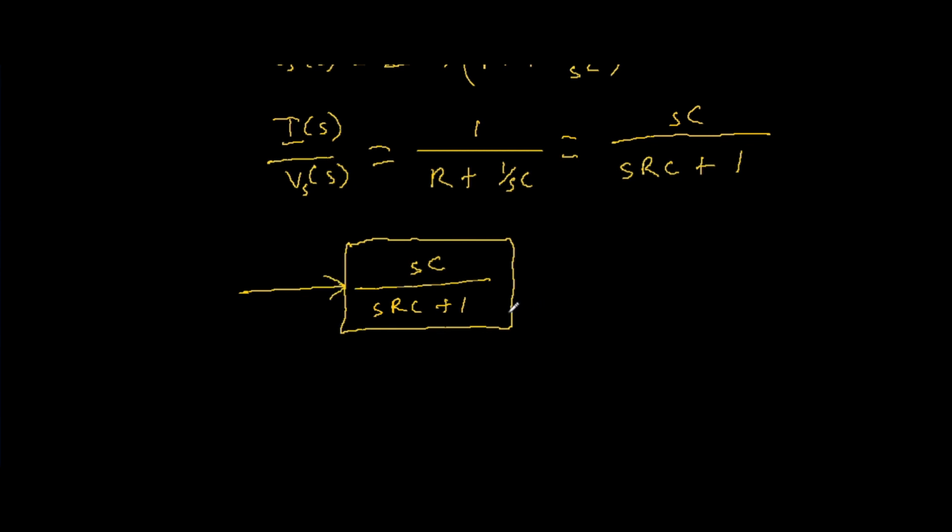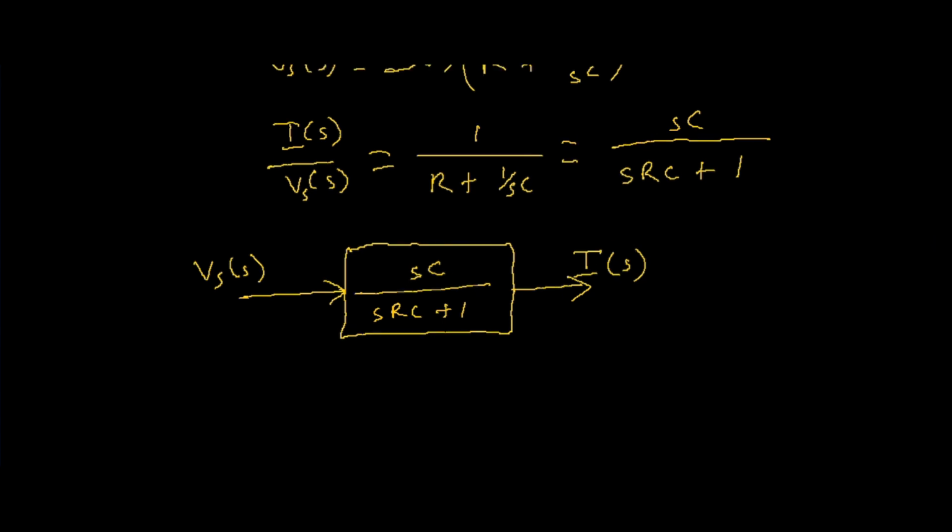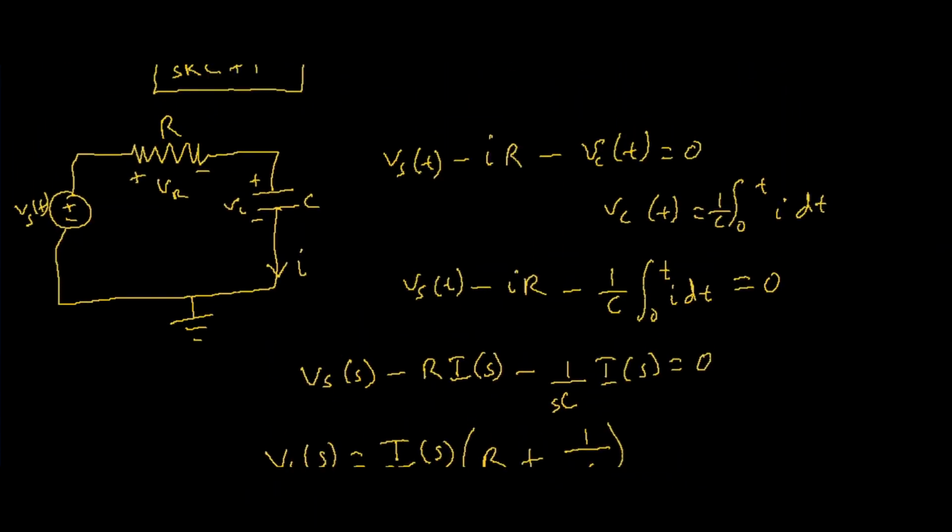What is the input to this system? Vs of S. What's the output from this system? I of S. Note that this is I of S. I is the output of the system. So this is another model of the system.